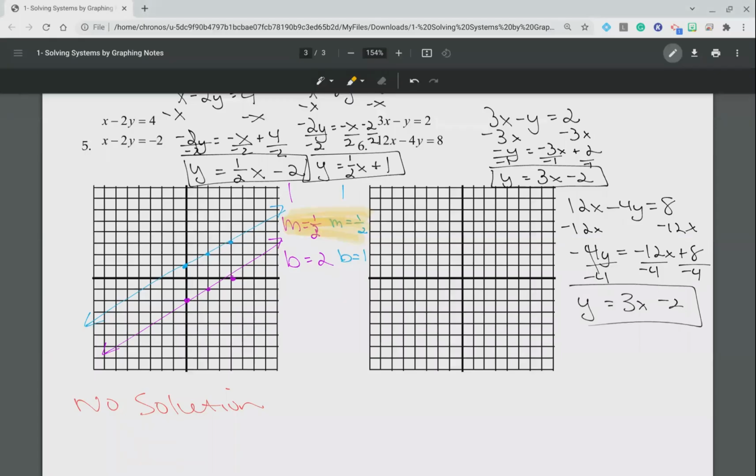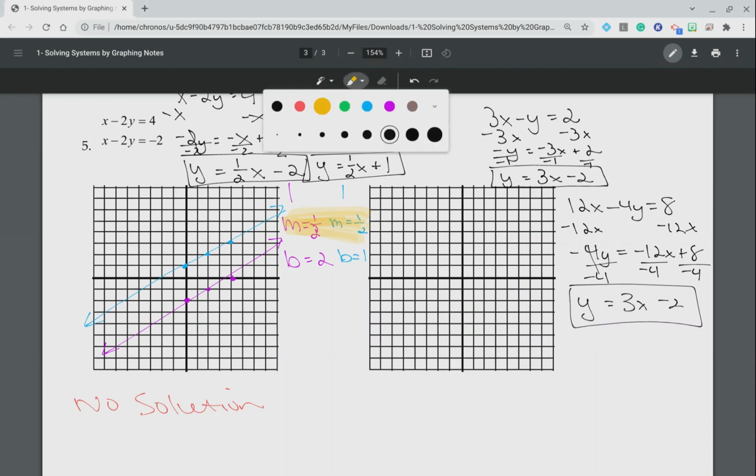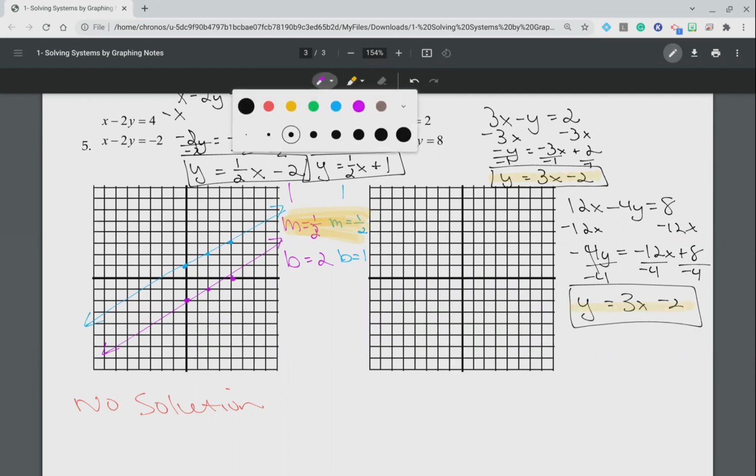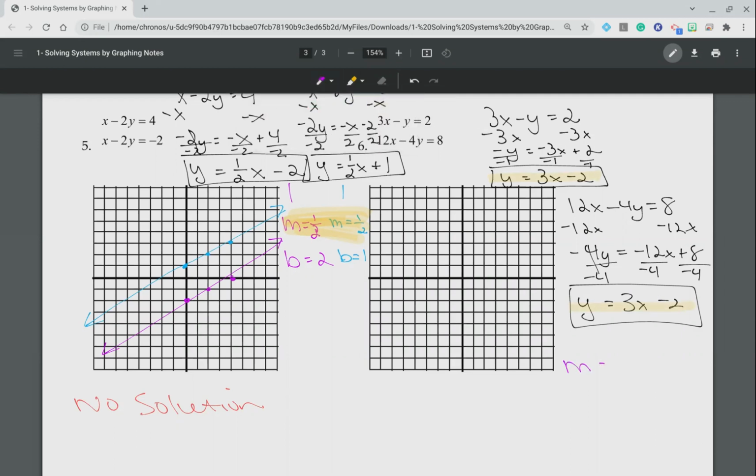So for that one, you should have also gotten y = 3x - 2. So notice these are the exact same thing. When I graph them, my slope is 3 and my y-intercept is negative 2. So y-intercept at negative 2. Remember, this is 3 over 1, so up 3 over 1, up 3 over 1.